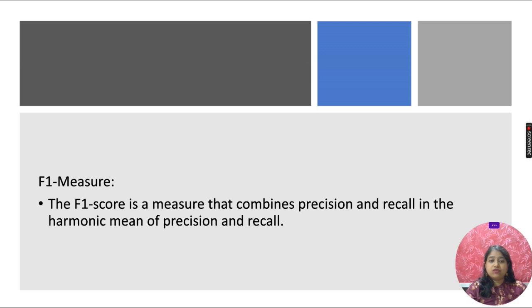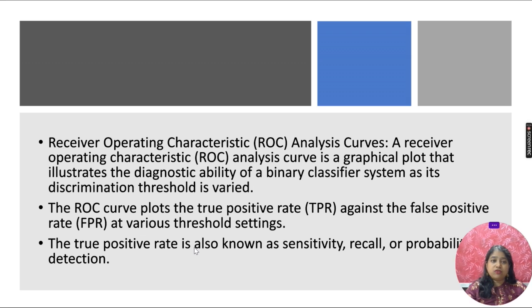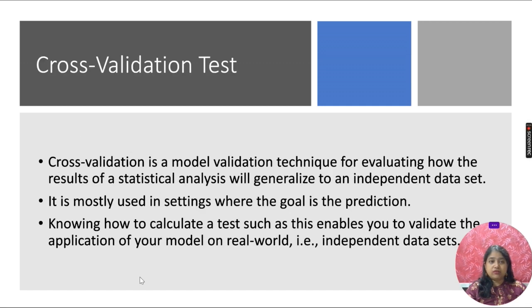F1 measure. The F1 score is the measure that combines precision and recall in a harmonic mean. Next, the receiver operating characteristic analysis curve. A receiver operating characteristic analysis curve is the graphical plot that illustrates the diagnostic ability of a binary classifier system as its discrimination threshold is varied. The ROC curve plots the true positive rate against the false positive rate at various threshold settings. The true positive rate is also known as sensitivity, recall, or probability of detection.